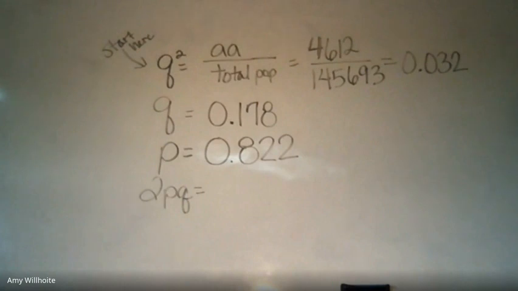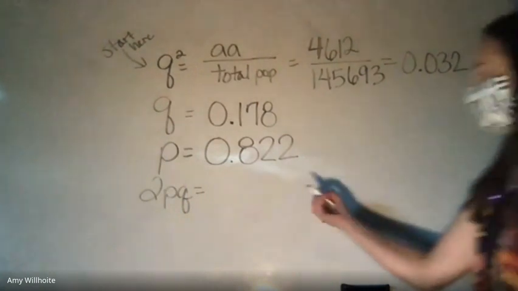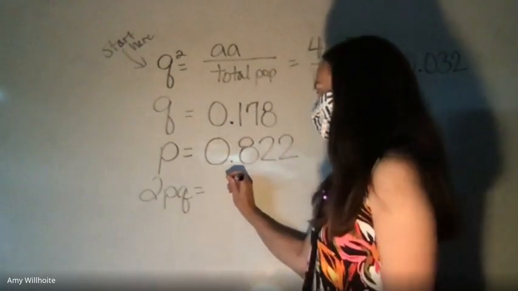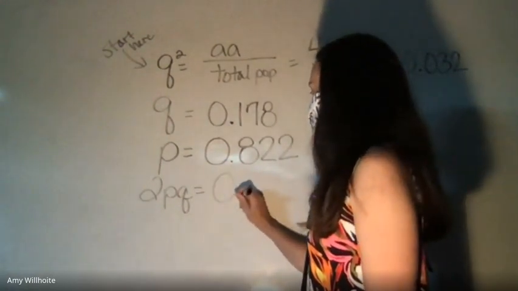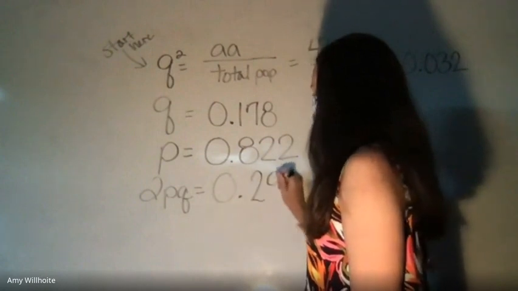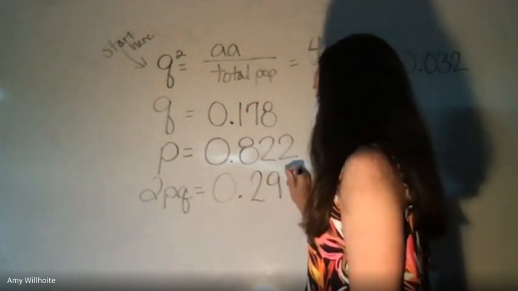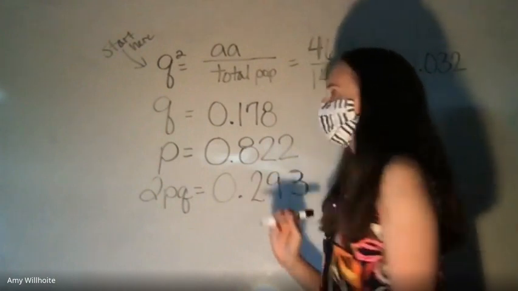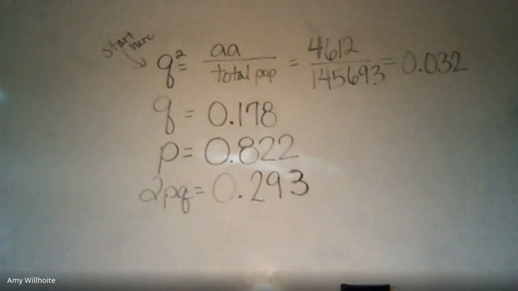Okay, so what is my 2PQ value? I can't hear you. What? 295. Oh my gosh. Is that what you guys got? I got 293. Uh-oh. That's okay, probably because of how you did your calculator. Sometimes you round differently, so they're different. Okay, so any questions about that?